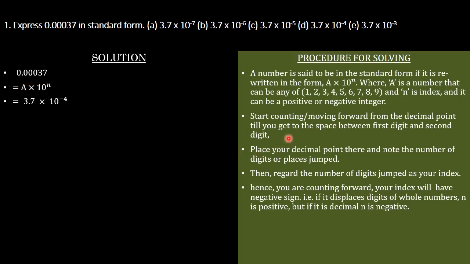We have 0.00037. We have to start counting forward from the decimal point till we get to the space between the first digit and second digit. Let's start counting to the first digit: 1, 2, 3, 4. We regard the number of digits jumped as our index, that is 4 will be our index, but because we are counting forward, we will regard it as minus 4. Therefore, we are going to place our decimal point here. Now our answer is equal to 3.7 multiplied by 10 raised to power minus 4.